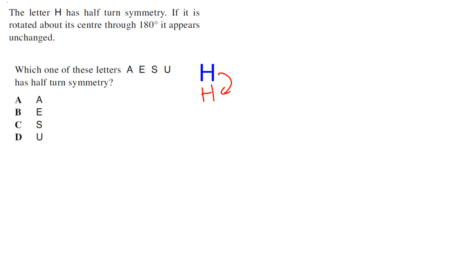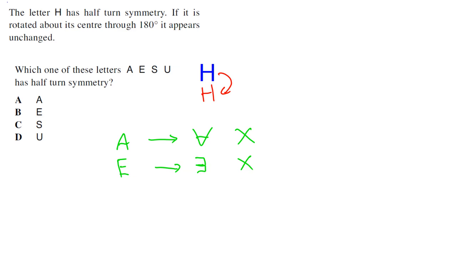Which one of these letters would look exactly the same? So let's try it first. Let's try A. If we get A and we rotate it 180 degrees, it will look like this. And that's not the same, so that's not our answer. Let's do E. E, once it's rotated 180 degrees, will look like this. And that is not our answer either.